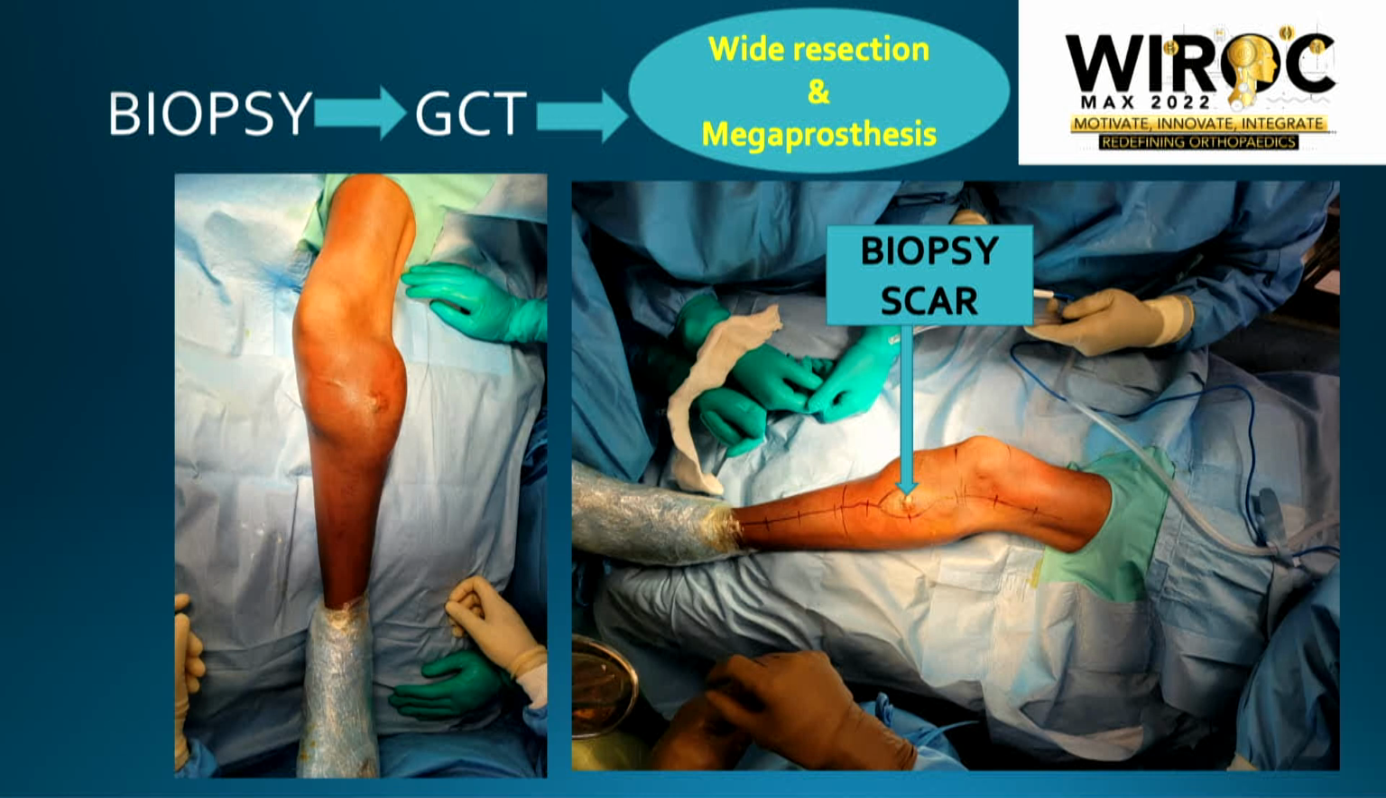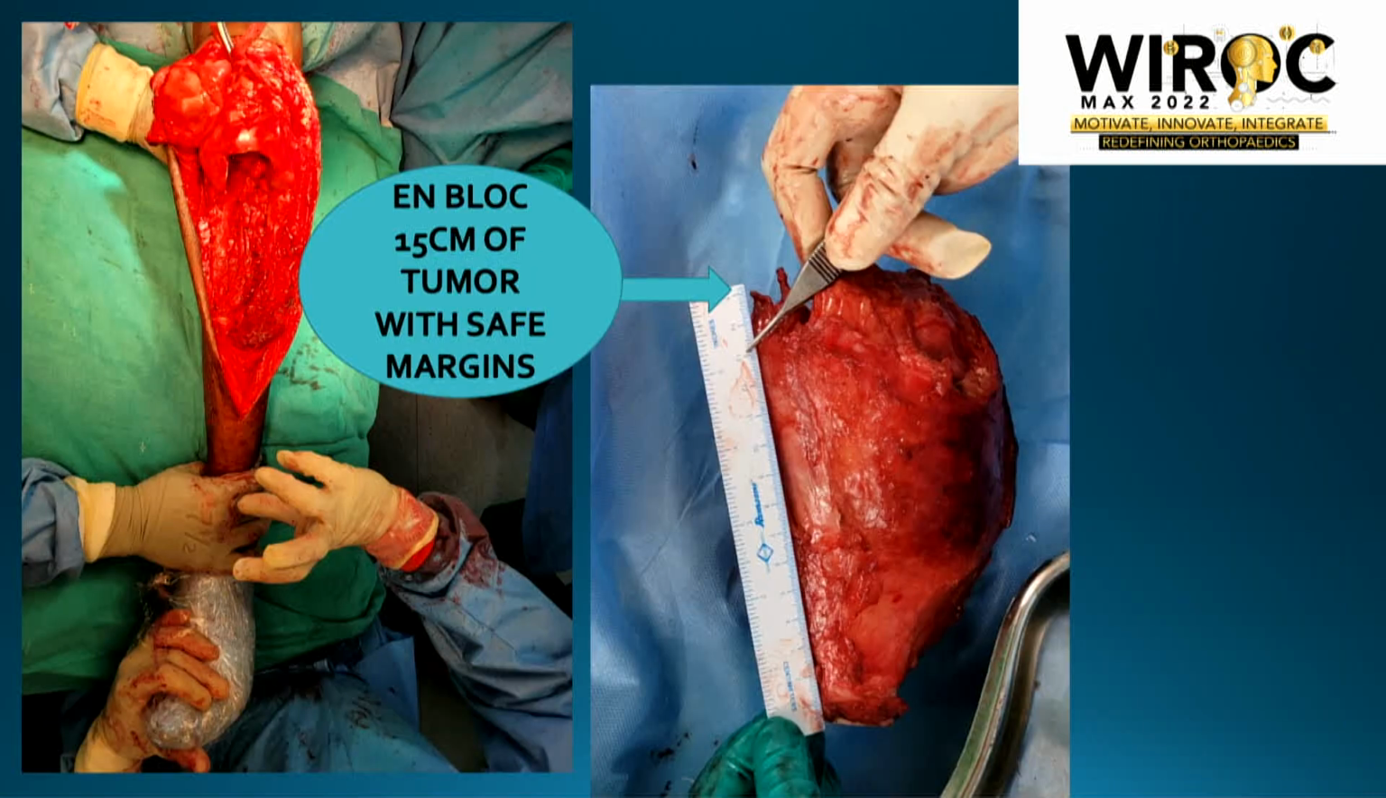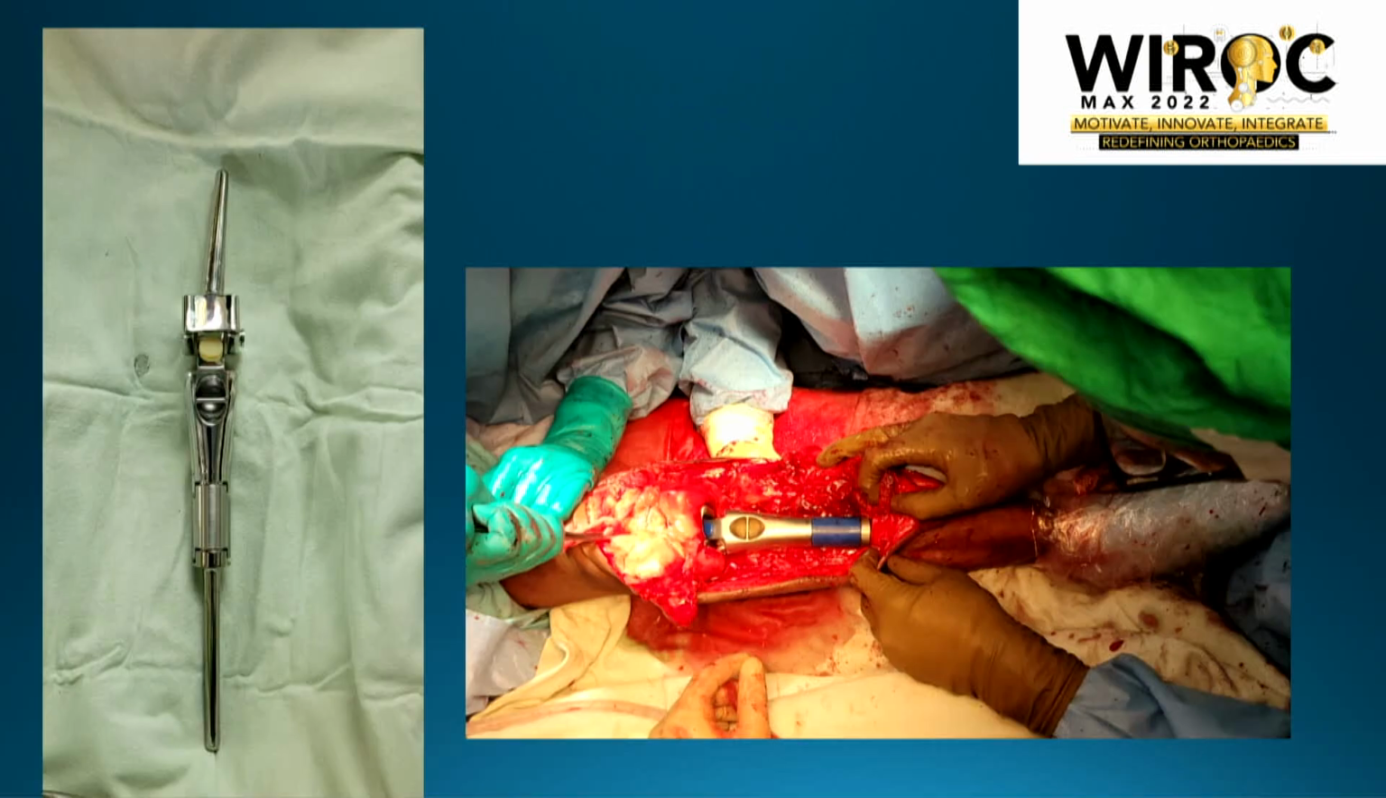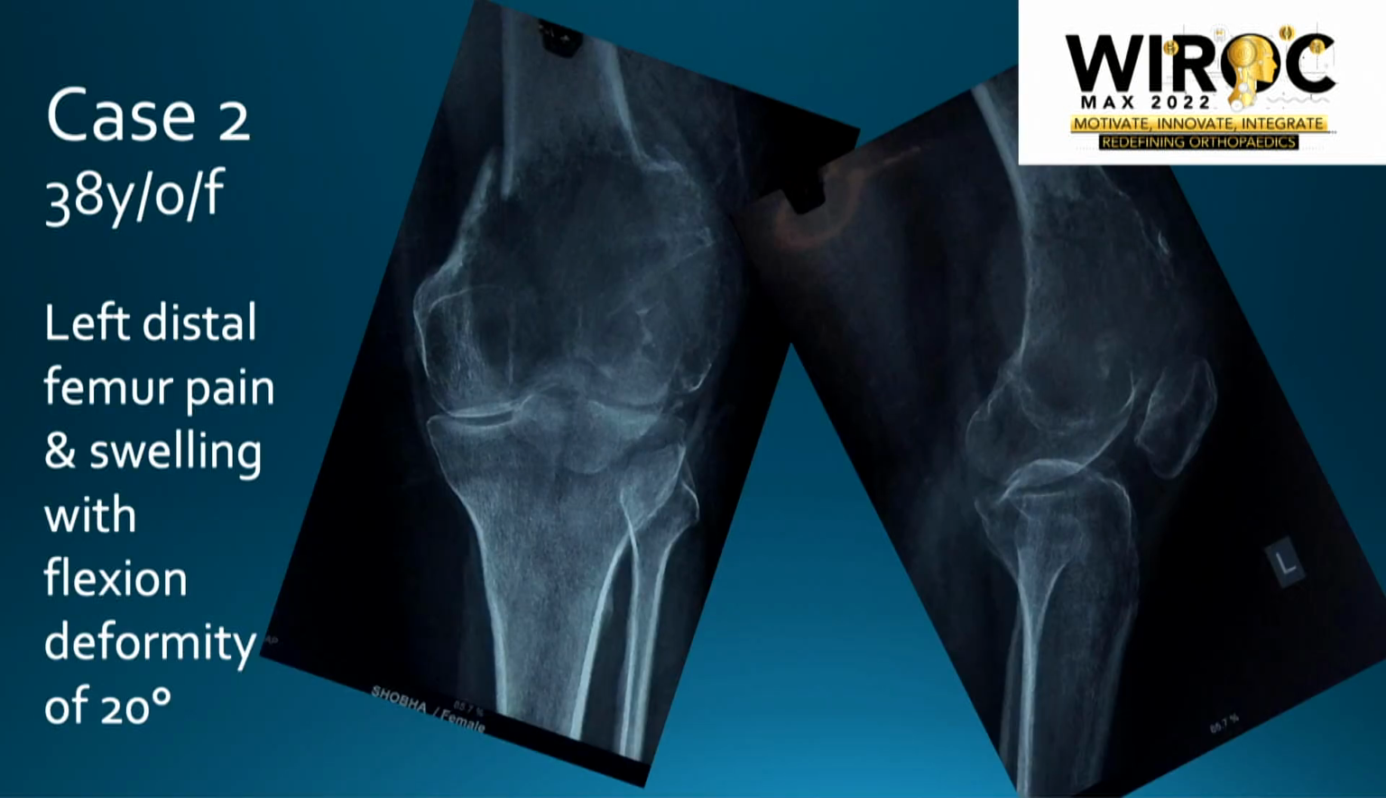We went ahead with a wide resection and megaprosthesis for this patient. As you can see, the biopsy scar has been included in the incision, and en bloc excision was done with a 5 centimeter safe margin. This is the megaprosthesis and the trial implant in situ. And this is the post-op X-ray of the patient.